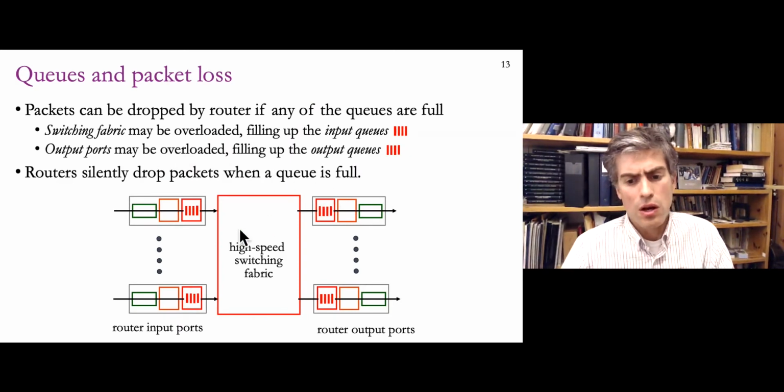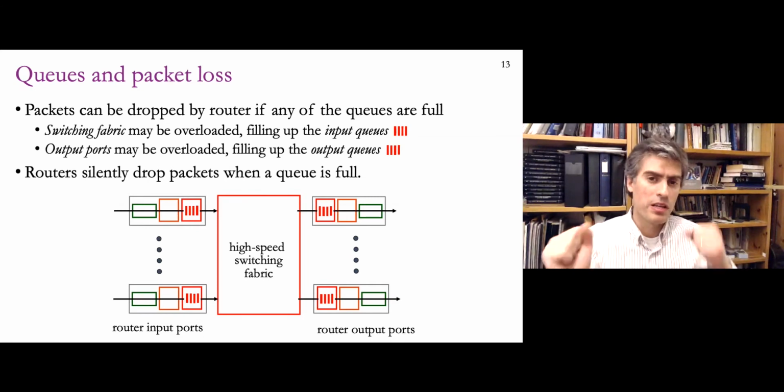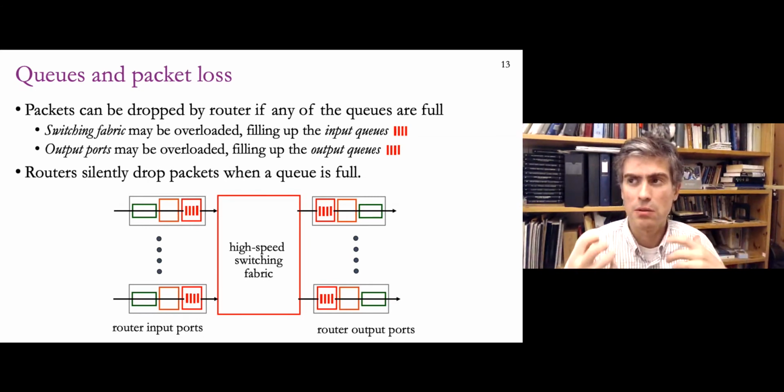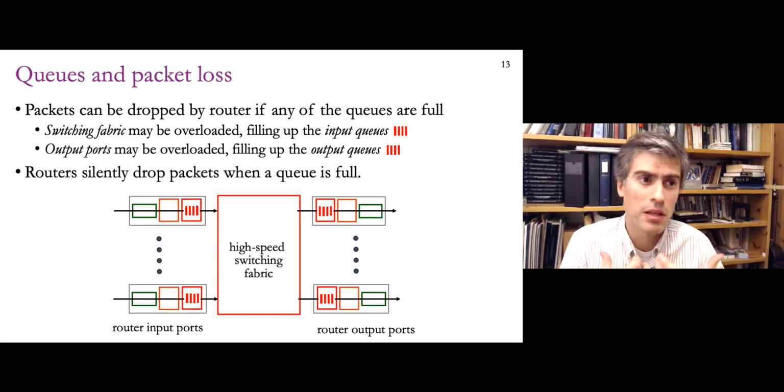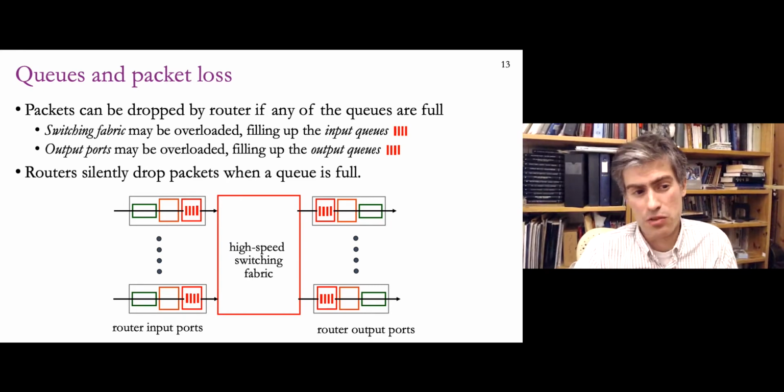Okay, so we've said from the beginning that routers have queues, and when queues are full, packets get dropped. But now that we have a model of input and output ports and switching fabric, we can get a little more detail. Think about when exactly packets are lost and which packets would be dropped.